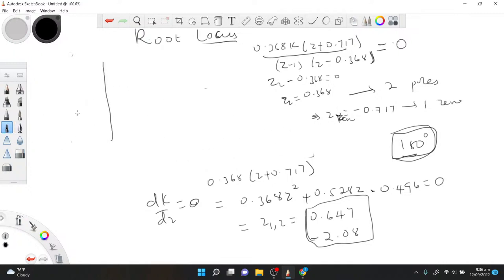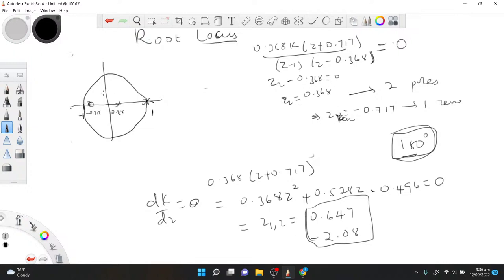The first thing you do is draw a unit circle. Please, this is a circle, by the way. Unit circle at that 1. And you plot your poles. Your poles are 1 and 0.368. And you have a zero at negative 0.717.